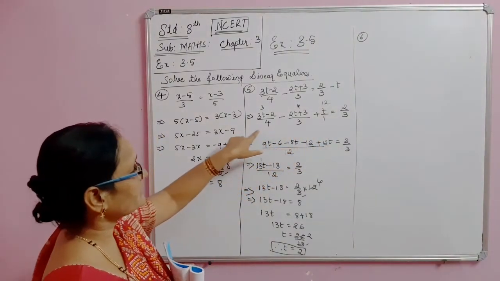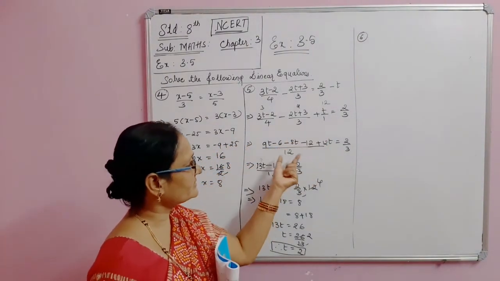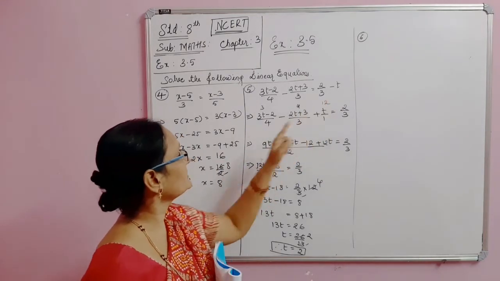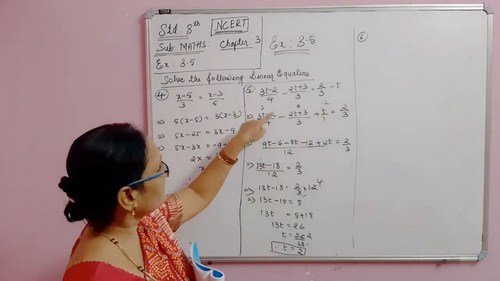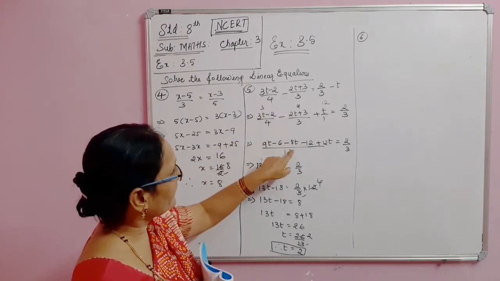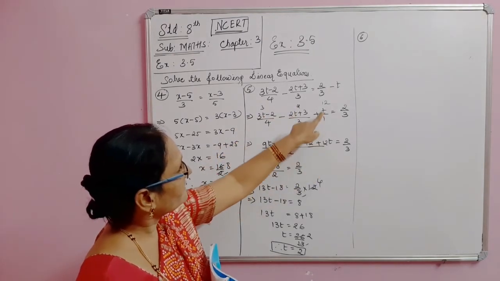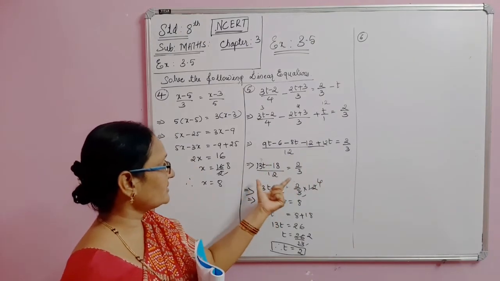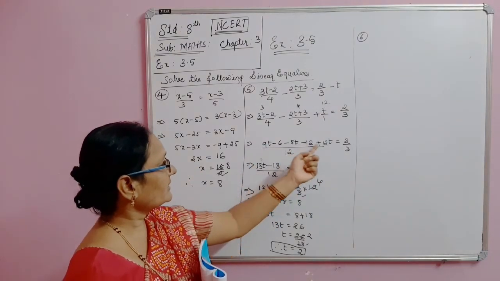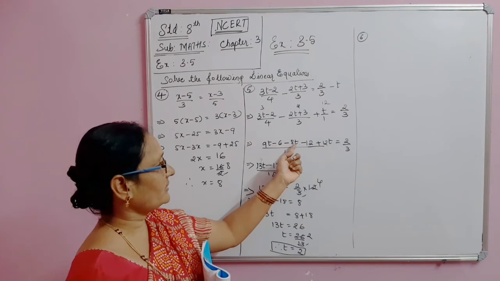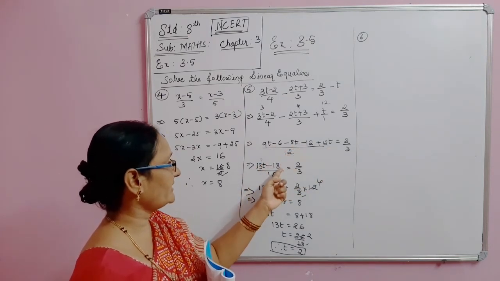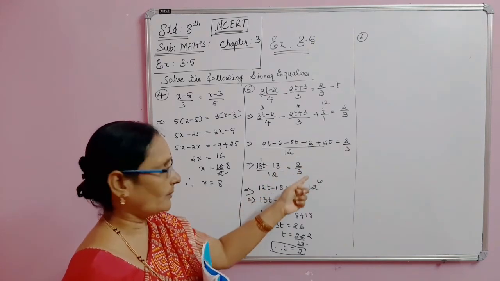Then here the LCM of all 3, 4, 3, 1 is 12. Then 4 3s are 12, 3 4s are 12, 1 12s are 12, 3 3s are 9, 3 2s are 6, then 4 2s are 8. 9t minus 12, then 12t is equal to 2 by 3. Then on simplification we get, 9t minus t, 1t, 1t plus 12t, 13t, minus 6 minus 12 minus 18, 12 as it is, 2 by 3.